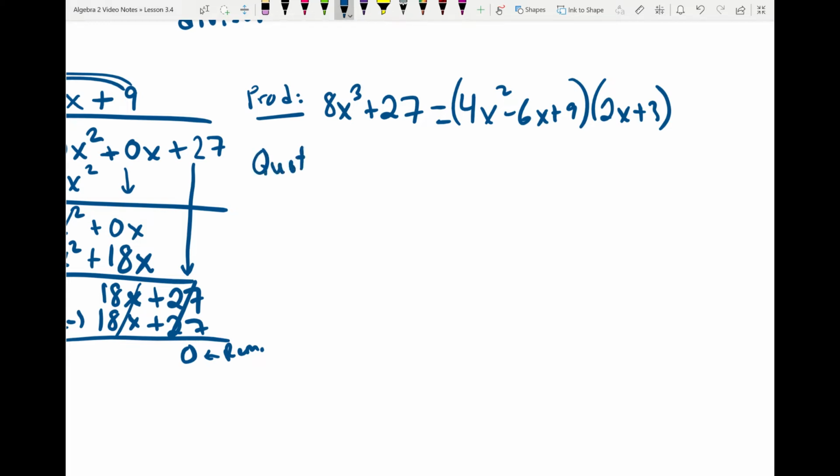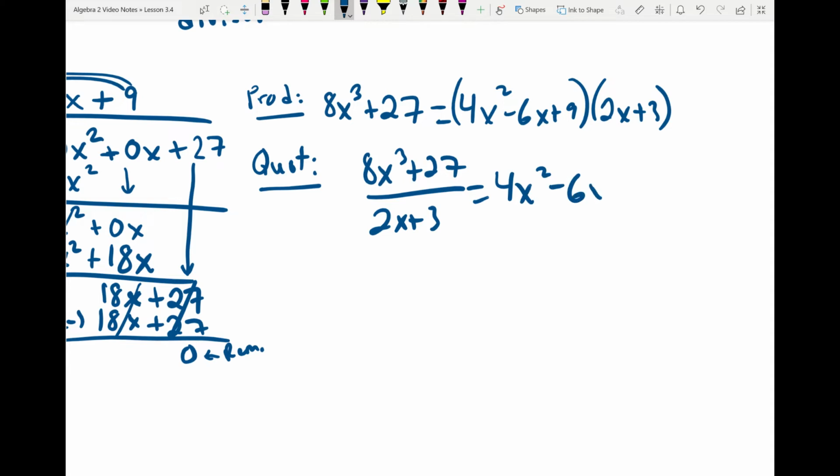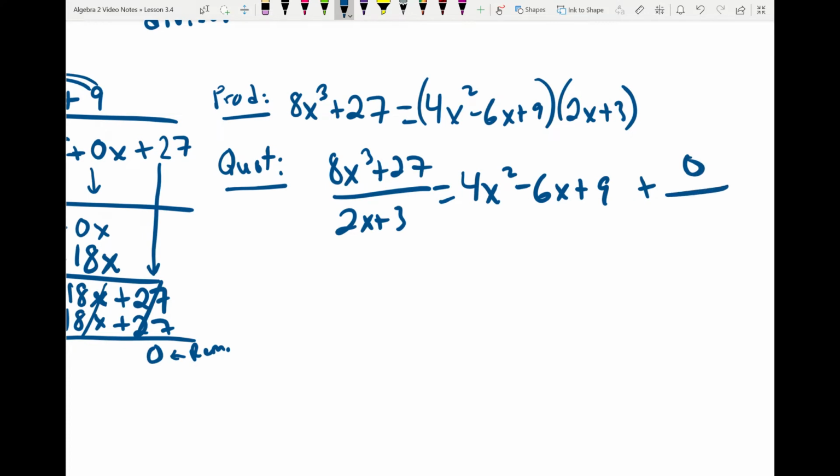Now we have our quotient form. 8x cubed plus 27 divided by 2x plus 3 is equal to our quotient plus our remainder, which is 0, divided by our divisor. Like we said earlier, that goes to 0, so we can ignore that and just write the answer as 4x squared minus 6x plus 9. And our final answer is going to be that. So these are our two forms.